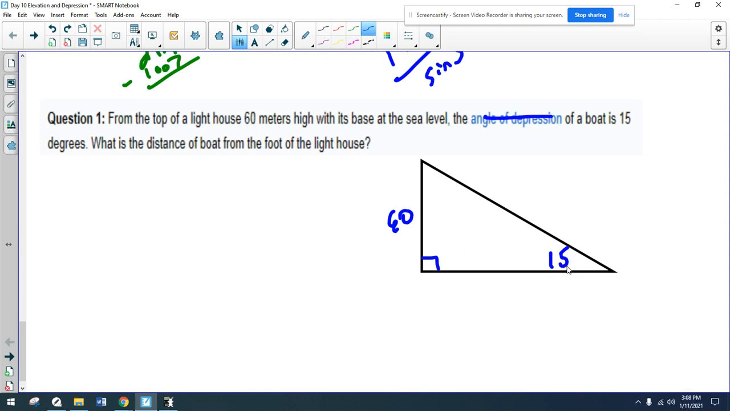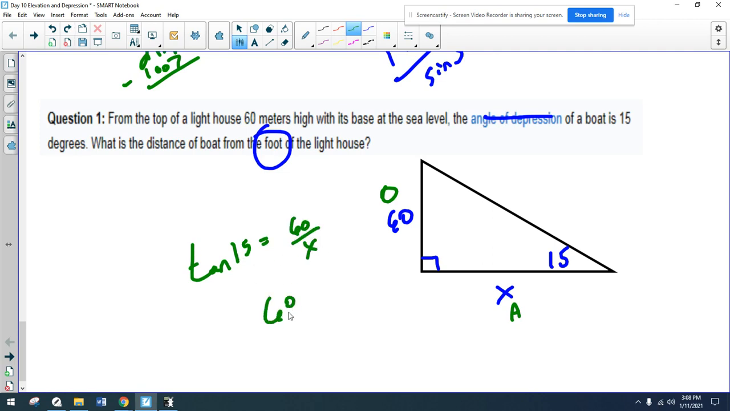So 15 degrees. What's the distance from the boat to the foot? This is always the bottom. So that's it. Okay. So I've got the opposite. I've got the adjacent. That means I'm using tangent. And then you're just swapping. So I'm going to be doing 60 over the tangent of 15 to get whatever my answer is.